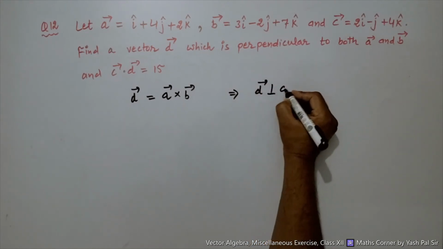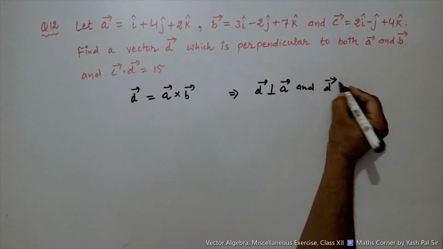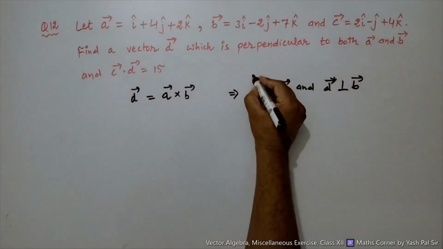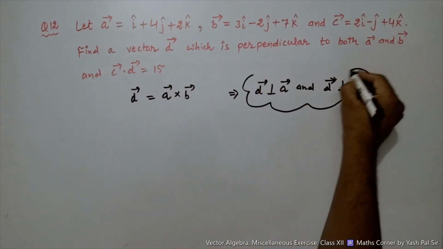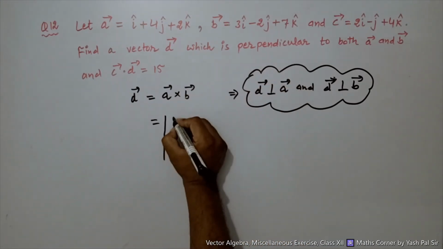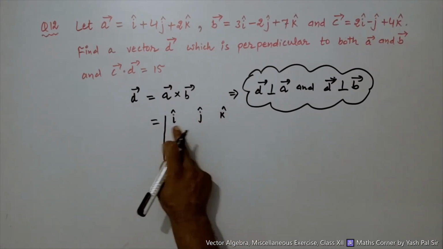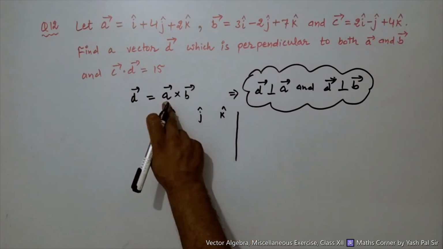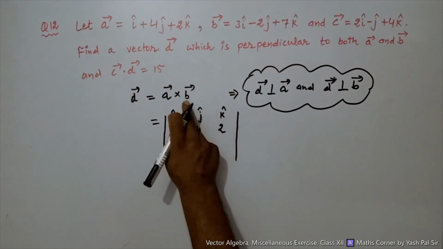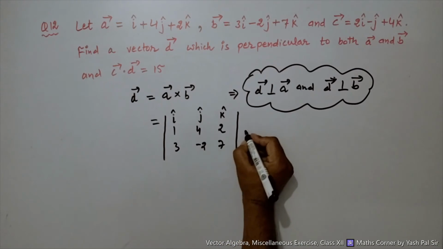This implies D is perpendicular to vector A and D vector is perpendicular to vector B. So here we just find the cross product of vector A and vector B. So how to find this cross product? i, j, k. Coefficients of i, j, k of A vector are 1, 4, 2. B vector are 3, minus 2, 7.